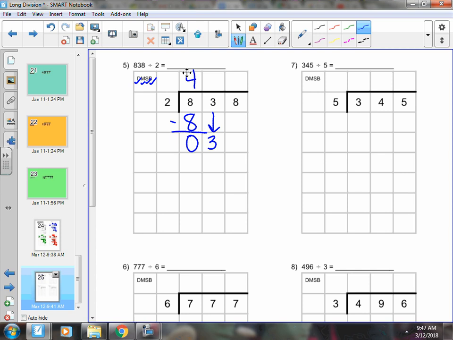We have to go through the process again. How many groups of 2 can you fit into 3? How many 2s can you fit into 3? And that would be 1 group of 2. 1 times 2 is 2. Subtract. Bring down.